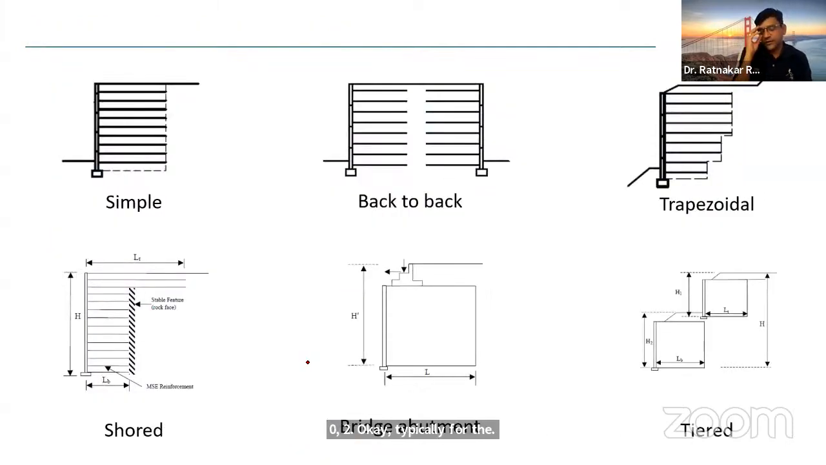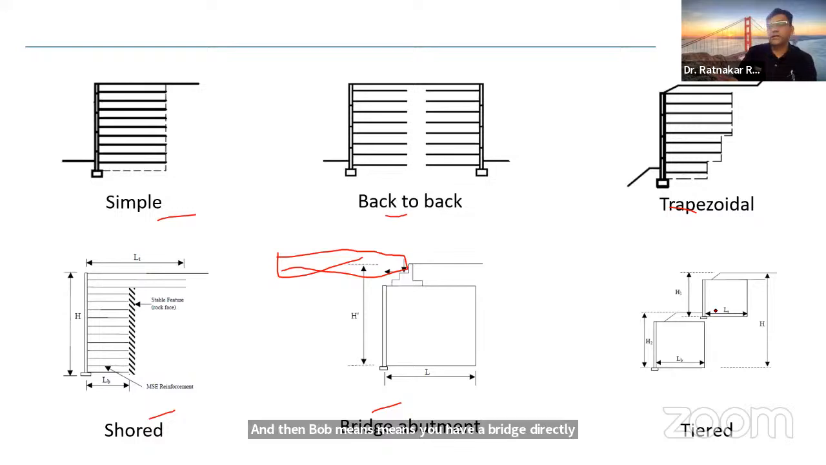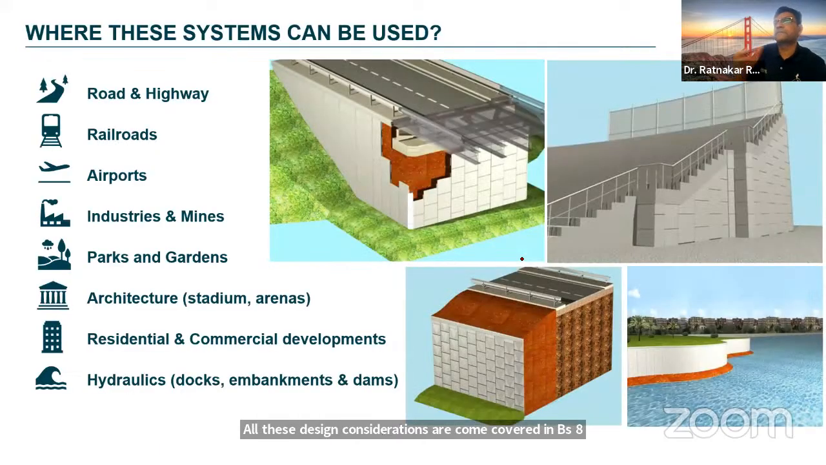These reinforced soil walls can be simple or complex geometry like back-to-back wall, trapezoidal wall, shored wall, abutment. Abutments means you have a bridge girder directly resting on the wall itself through a bank seat, and you may have a T-head wall also. All these design considerations are covered in BS 8006 as well as the IS code. You can refer to them in detail.